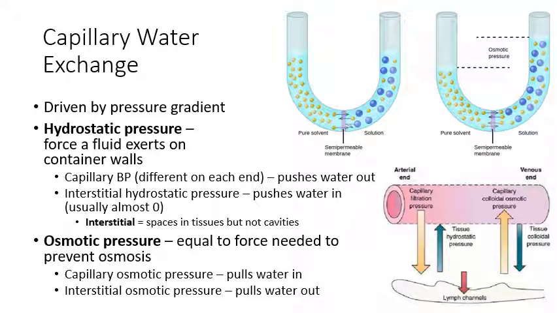So you have those two different opposed hydrostatic pressures affecting how water moves across the capillary walls. Both the pressure of the fluid in the tissue pushing onto the capillary walls and the pressure of the blood inside of the capillary pushing on the capillary walls. And remember that blood pressure of the fluid inside the capillaries is higher on the arterial end and smaller on the venule end of the capillary. So it varies from end to end.